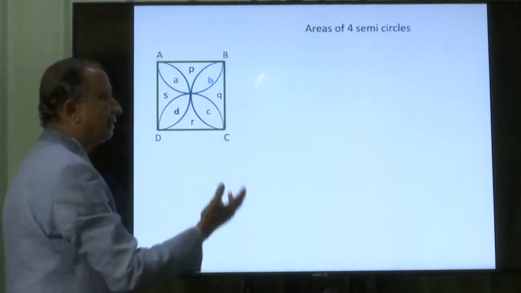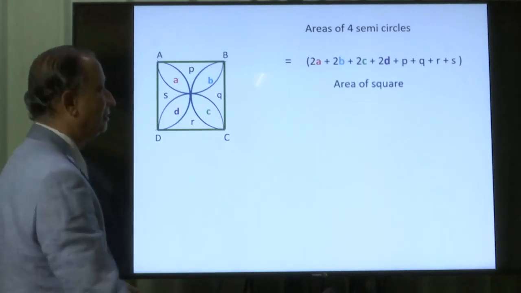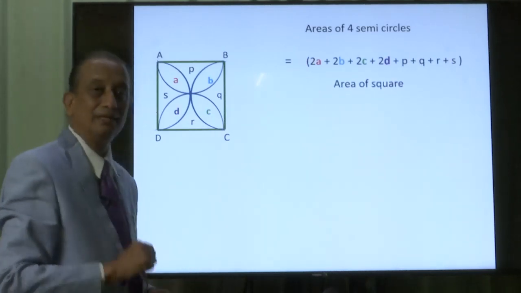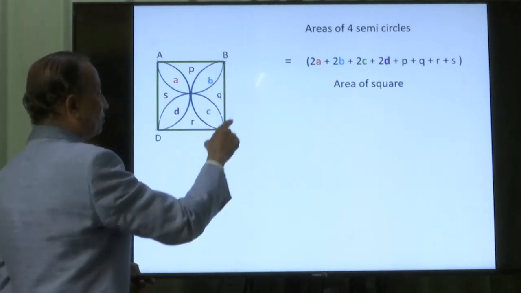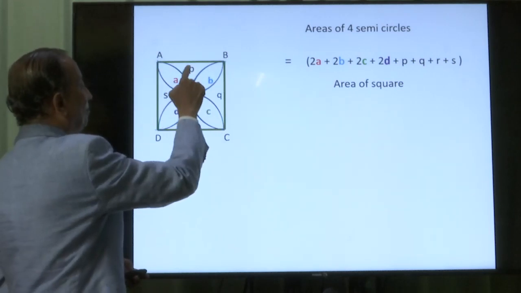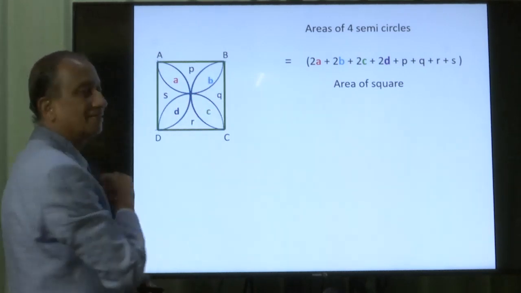In the next slide you are seeing, just now we have found the area of the four semicircles. Now let us find the area of the square. The area of the square is equal to A plus P plus B plus Q plus C plus R plus D plus S.